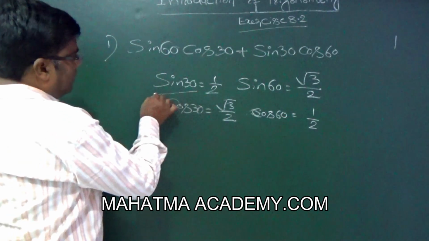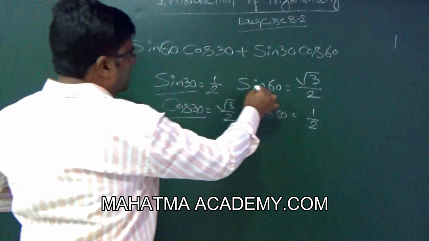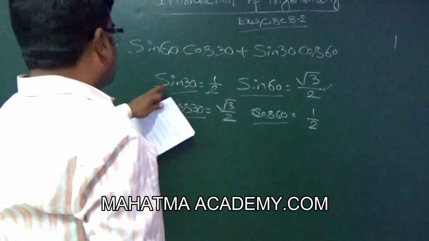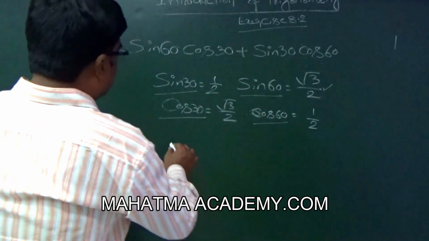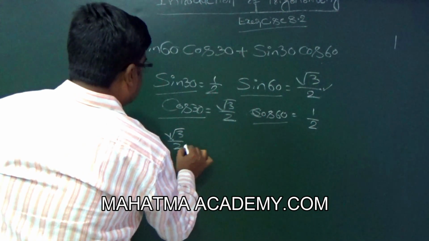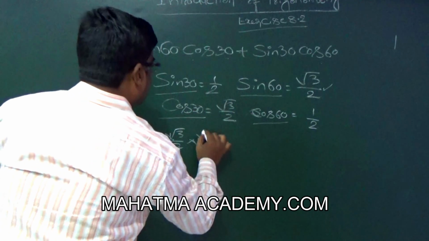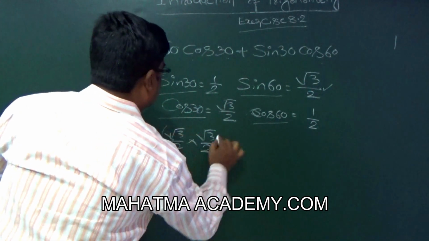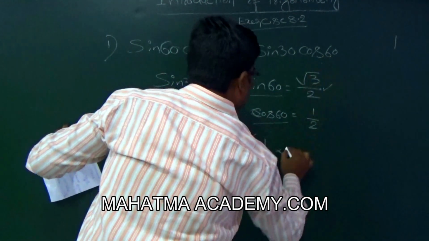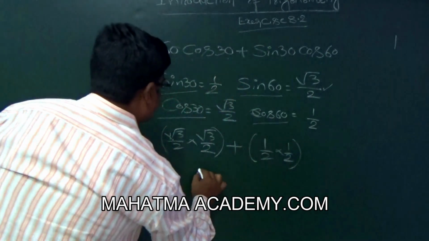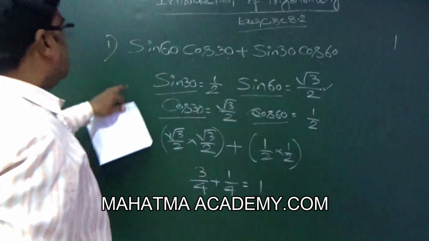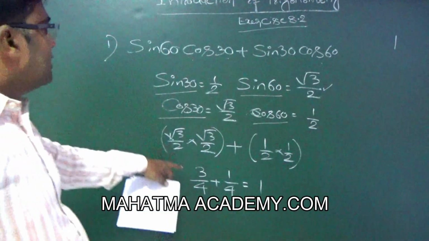Sin 30 equal to 1 by 2, cos 30 equal to root 3 by 2, sin 60 is equal to root 3 by 2, cos 60 is equal to 1 by 2. Substitute these four values in the equation, we will get the result. Sin 60 is root 3 upon 2, cos 30 equal to root 3 upon 2. This is 1 plus sin 30 is 1 upon 2, cos 60 1 upon 2. What is this result? 3 by 4 plus 1 by 4 equal to 1. So the result of this equation is 1.